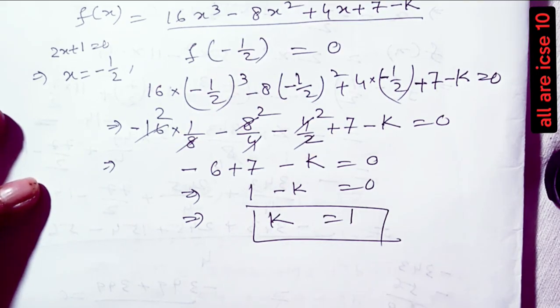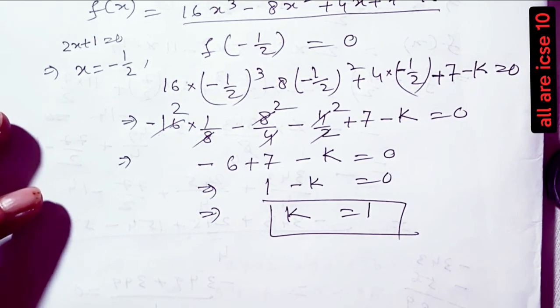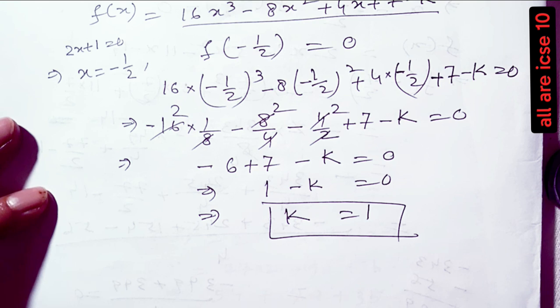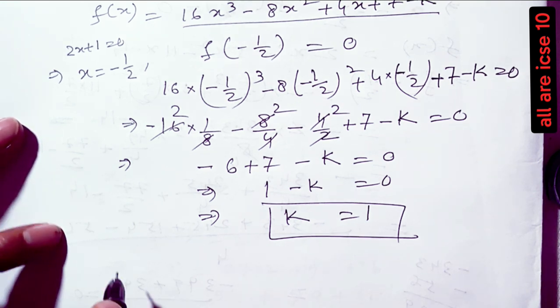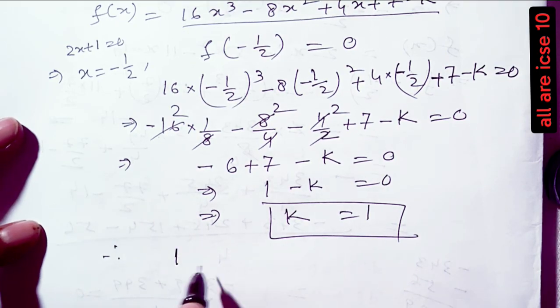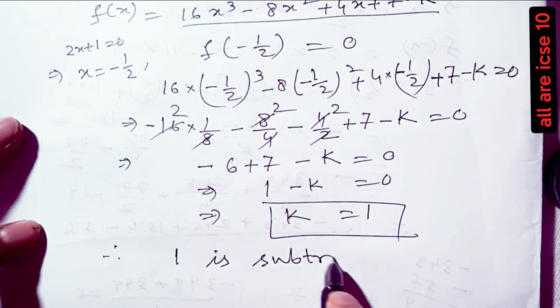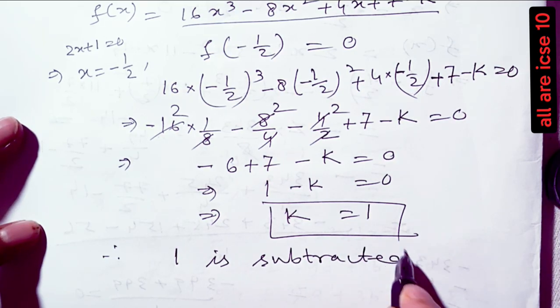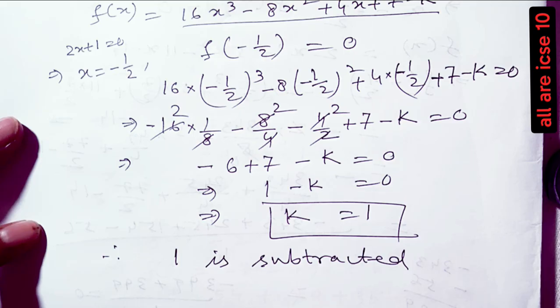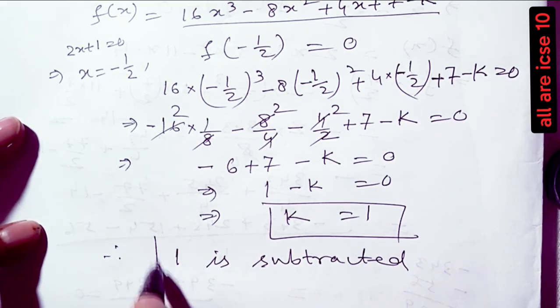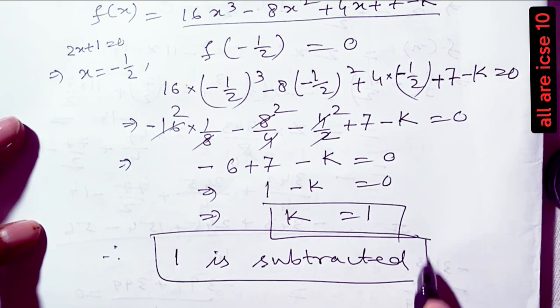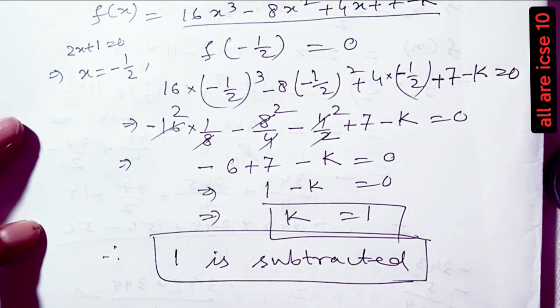K equal to 1, but our question was what number must be subtracted, and we let k be subtracted. So our answer is 1 is subtracted from our given number, so that 2x plus 1 will be a factor. This is a board's question of ICSE 2017.